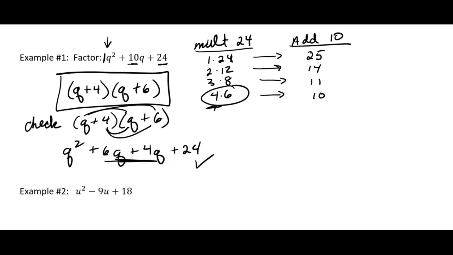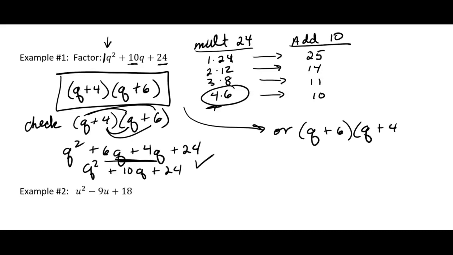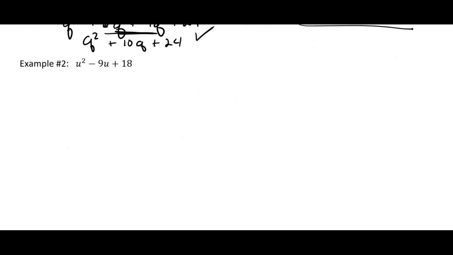So q squared plus 10q plus 24. So that's the check, and it works. Okay? Now, just as a side note, you could write it q plus 6 times q plus 4. I don't really care which binomial you put first. That doesn't matter to me. So the point is it's multiplication. So you have stuff times stuff. And in this case, it's a binomial times a binomial. Okay. Not all trinomials factor that way, but this one does.